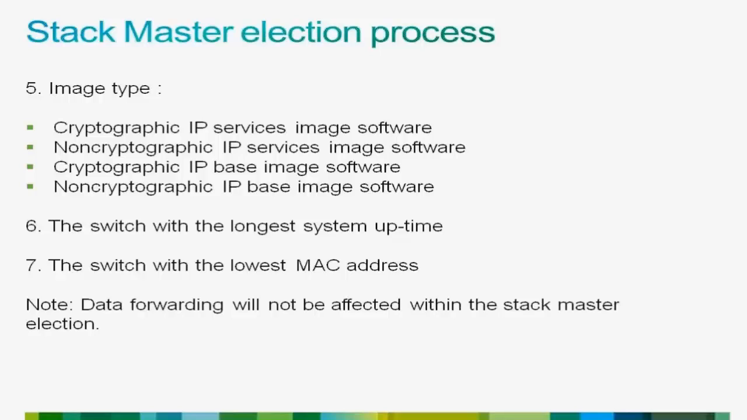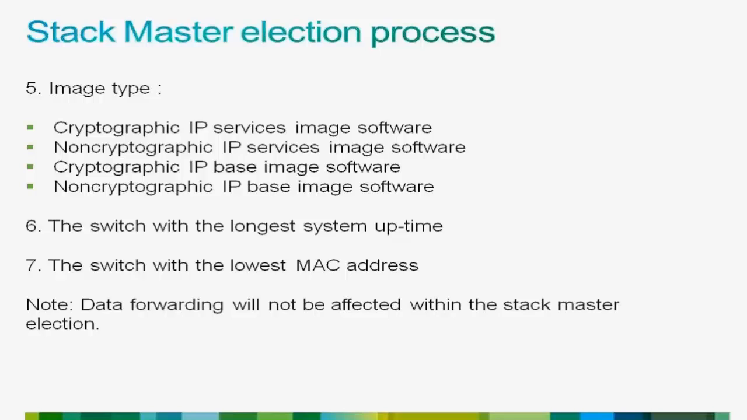Now, image type. Let's say you have three switches, where in one switch you have IP services K9, which is nothing but the cryptographic image. The other one has just the IP services image without K9. And the third one has an IP base image with the K9 feature. So in that case, when it is booting up, it will always give priority to the IP services. Out of the IP services, it's going to check who has the K9 image, and it will select that specific switch as the master. This will come into the picture only if the other criteria aren't higher.